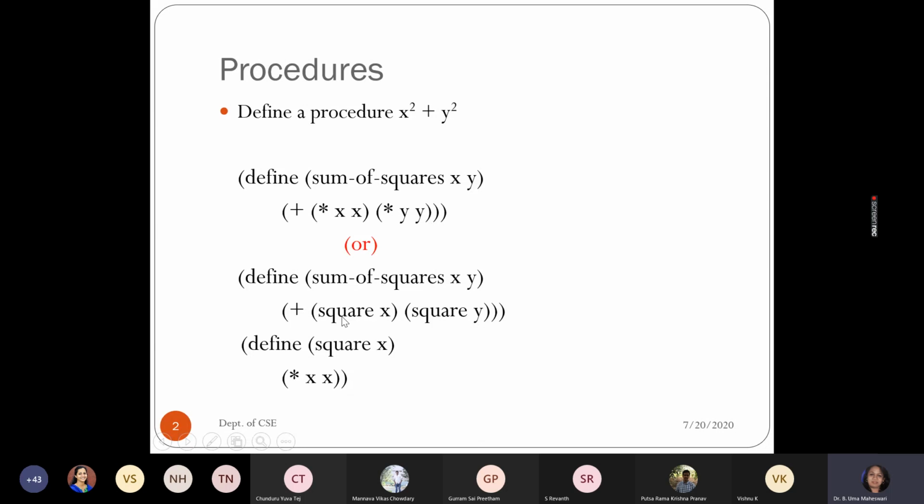And if you look at square x, we have the definition for this. So there are two ways of writing this. This is a simple primitive composition: by using the plus and multiplication, we can solve the problem. But another way of looking at it, instead of x into x, you can also use square x, where square x is nothing but a function defined in your program.